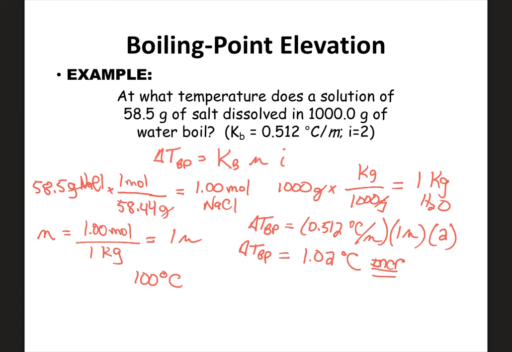If it was a substance that you didn't know the boiling point of, then they would have to give that to you in the problem. So the normal boiling point is 100 degrees Celsius. We are going up by 1.02 degrees Celsius. And when we plug and chug this, with sig figs, it actually boils at about 101 degrees Celsius.